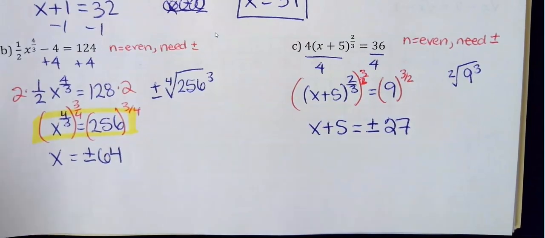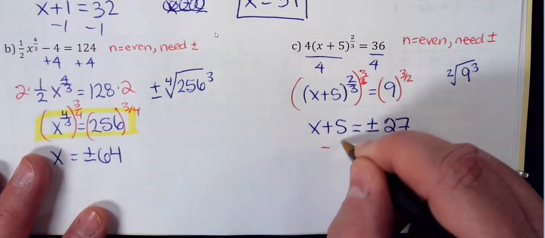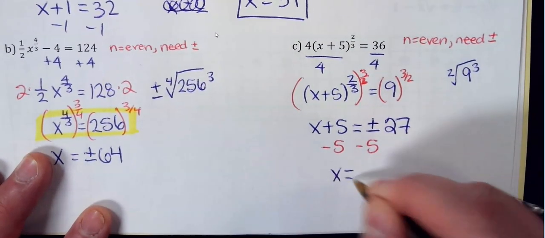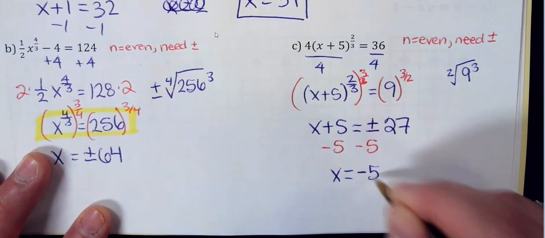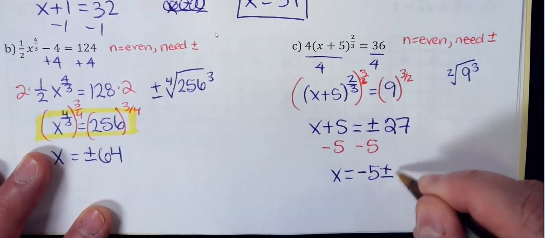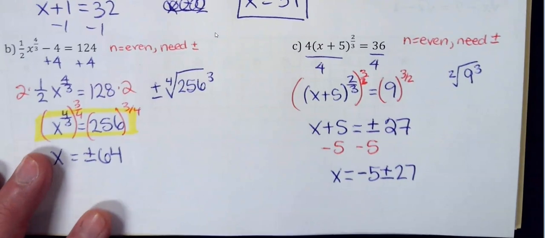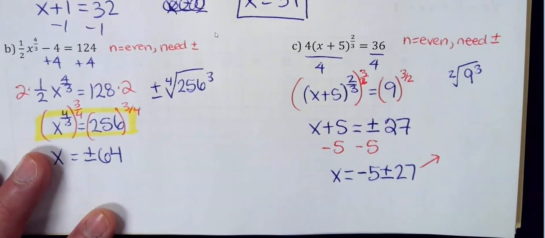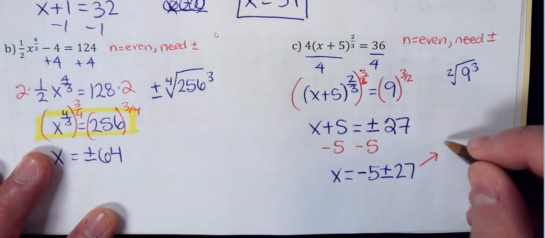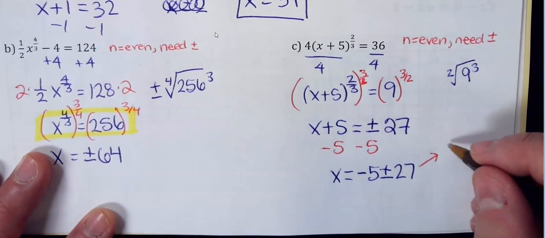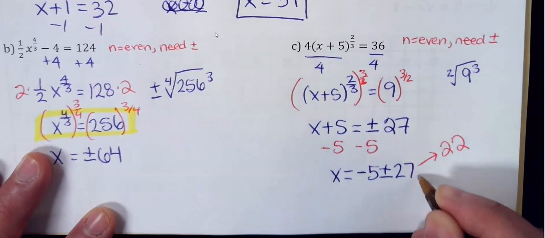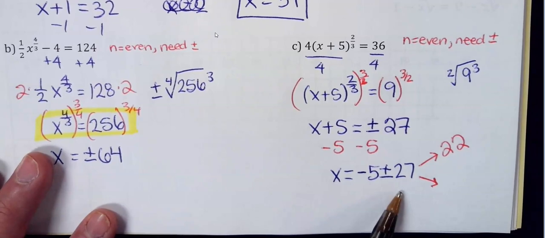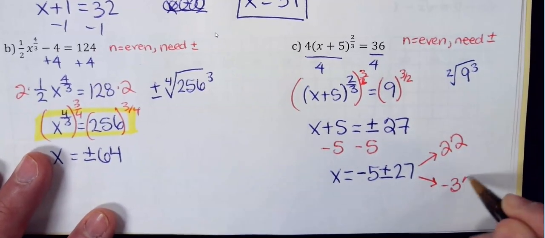So here's what I would tell you to do. I'm just going to move the 5 real quick. It's positive, so I'm going to subtract it. When I do that, I just write that immediately after the equal sign. So negative 5 plus or minus 27. Okay, if I do negative 5 plus 27, just across the top, negative 5 plus 27 is going to end up being 22. My other option, if I do negative 5 minus 27, that's negative 32.